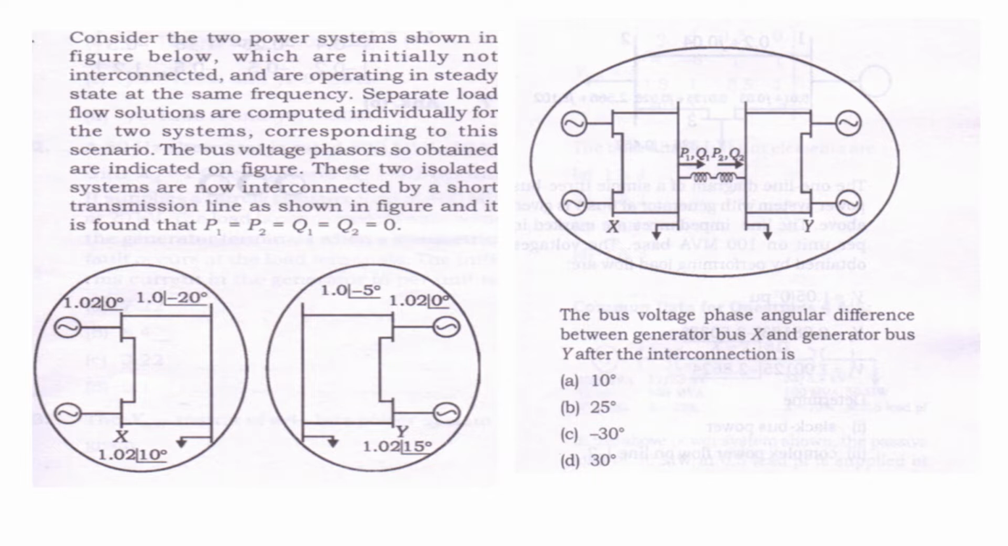These two isolated systems are now interconnected by a short transmission line. As shown in the figure, it is found that P1 equals P2 equals Q1 equals Q2 equals 0. The bus voltage phase angle difference between generator bus X and generator bus Y after the interconnection is 10 degree, 25 degree, minus 30 degree or 30 degree. Clear?